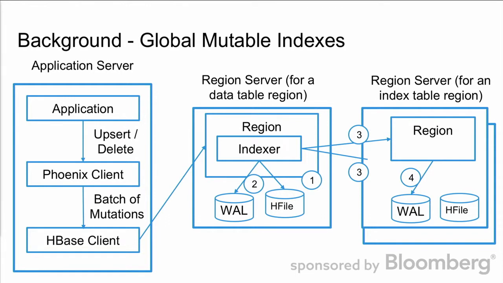Let's look at how global mutable indexes work today. An application sends a SQL-like upsert or delete query to the Phoenix client, and then the Phoenix client translates them to HBase client mutation batches. And then the HBase client sends the request first to a region server for the data table, and there is an indexer coprocessor in the region, which gets the current status of the data row, updates the data row with the change, and then subsequently sends index table changes to the index table region servers.